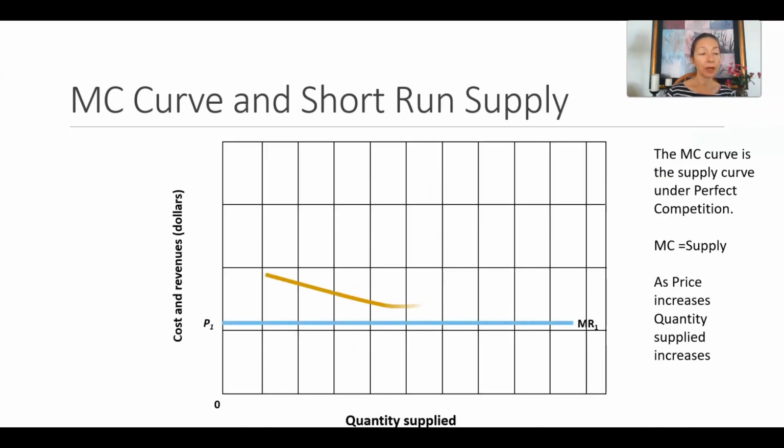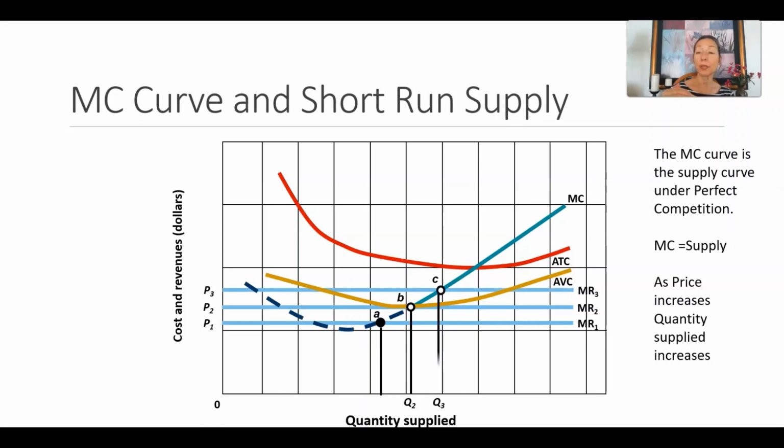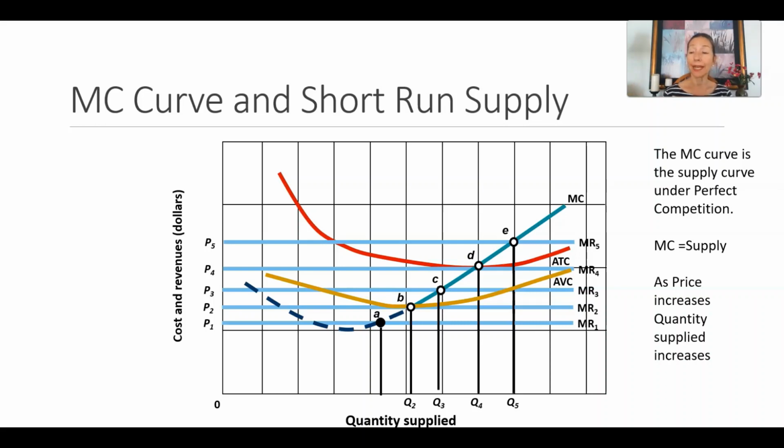So here's an attribute of perfect competition. In perfect competition, the marginal cost curve becomes the supply curve. You can see that as prices go up in the market, the quantity supplied by the seller increases. So the marginal cost curve is the supply curve under perfect competition. As prices increase, quantity supplied increases.